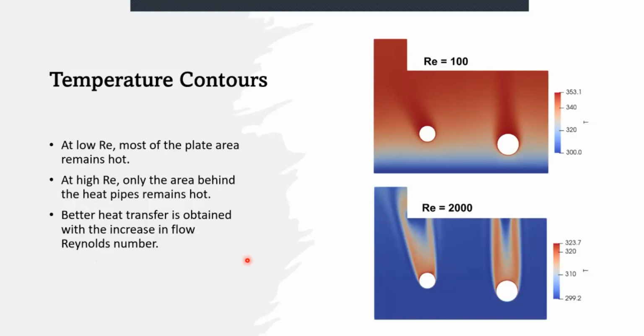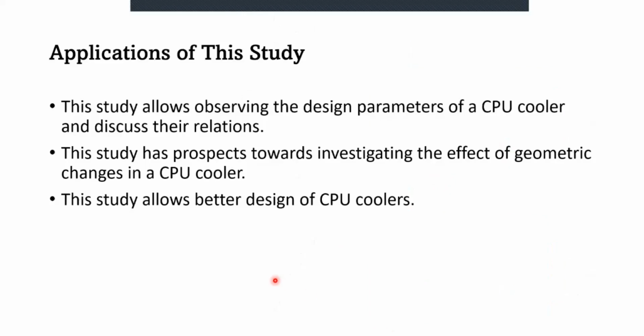And in the temperature contours, we can see that at low Reynolds number, most of the plate area remains hot, and at high Reynolds number, only the area behind the heat pipes remains hot. So better heat transfer is obtained with the increase in flow Reynolds number.